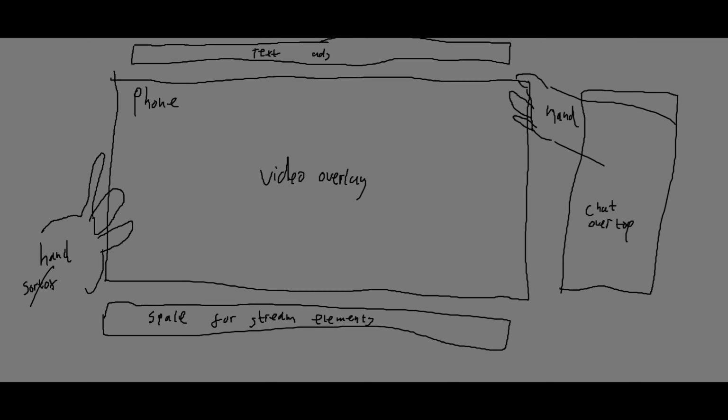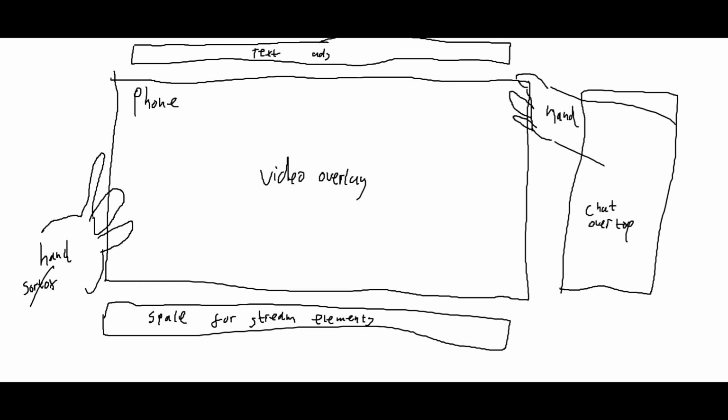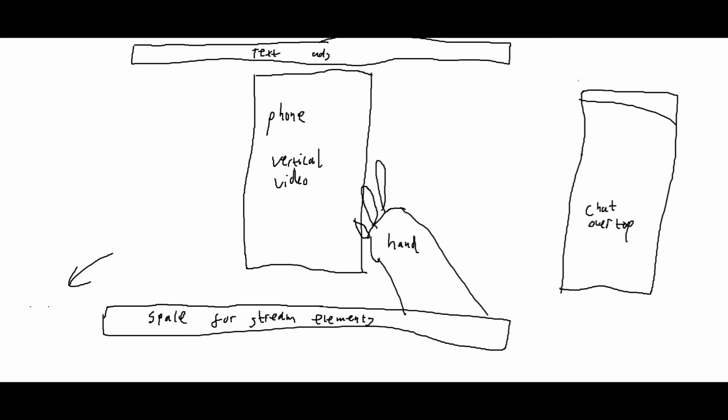So the first thing that I did was I concepted out how this was going to work. I came up with this idea of a phone screen of my Vtuber avatar showing off my audience clips of themselves on their phone, like TikTok or something like that.